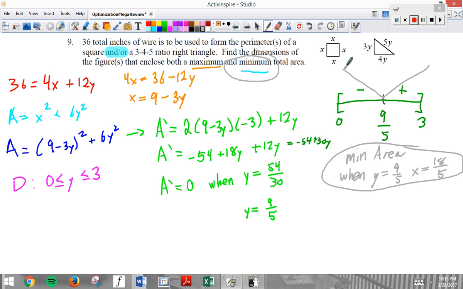The good one. Now in black, max area. We need the candidates test. So when y equals 0, and when y equals 3. When y equals 0, what sort of area are we getting? This guy is 0, that guy is 81. When y equals 3, this guy is 0, that guy is 9 times 6 is 54.